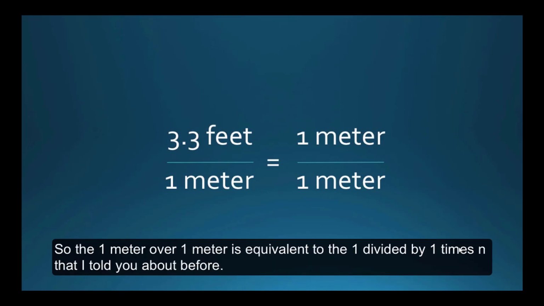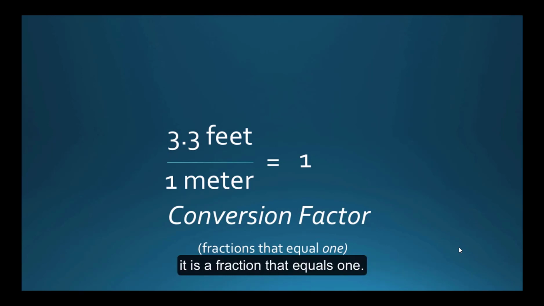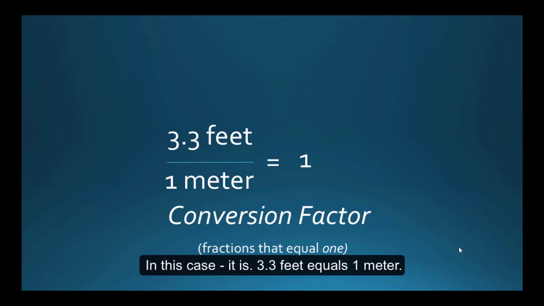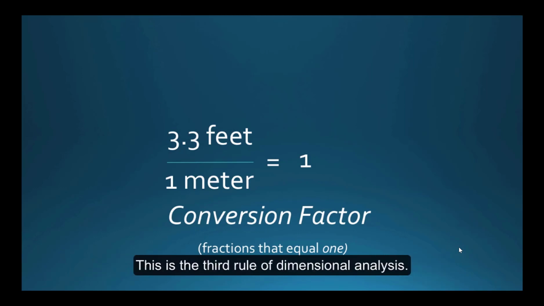So, the 1 meter over 1 meter is equivalent to the 1 divided by 1 times n that I told you about before. So the 3.3 feet over the 1 meter really equals 1. This is the definition of a conversion factor. It is a fraction that equals 1. If you don't know if it is a conversion factor, ask yourself this: is the top equivalent to the bottom? In this case, it is. 3.3 feet equals 1 meter. Since conversion factors equal 1, they can be inverted. This is the third rule of dimensional analysis.